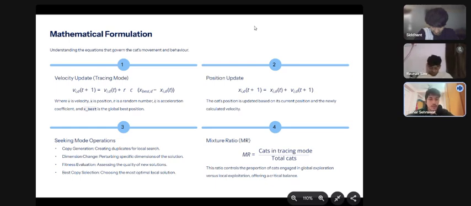So after updating the velocity, we have to update the position corresponding to it. So xi is the current position which we are going to update. Vi is the velocity which we calculated before in the tracing mode.